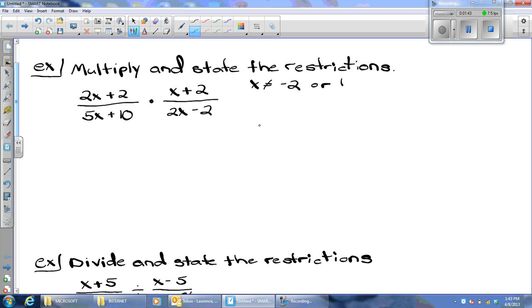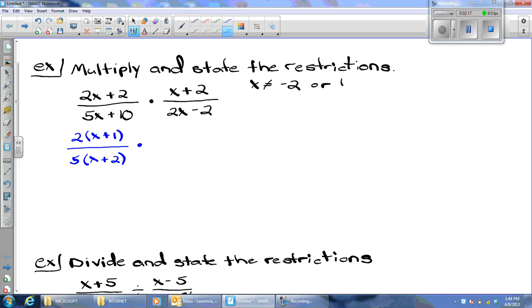Okay, so now that we have our restrictions, let's multiply this through. The first thing I'm going to do is factor. I'm going to factor out a 2 out of the numerator, so I'm left with x plus 1. And I'm going to factor out a 5 out of the denominator, so I'm left with x plus 2.